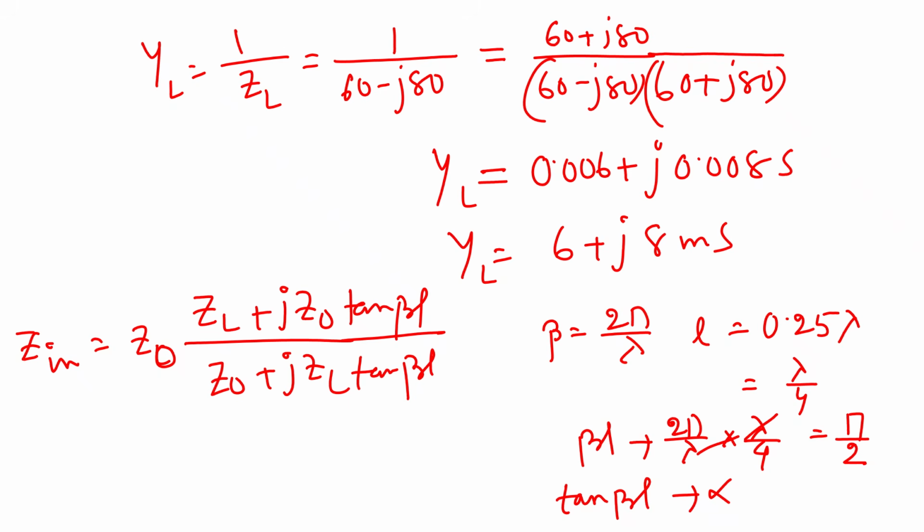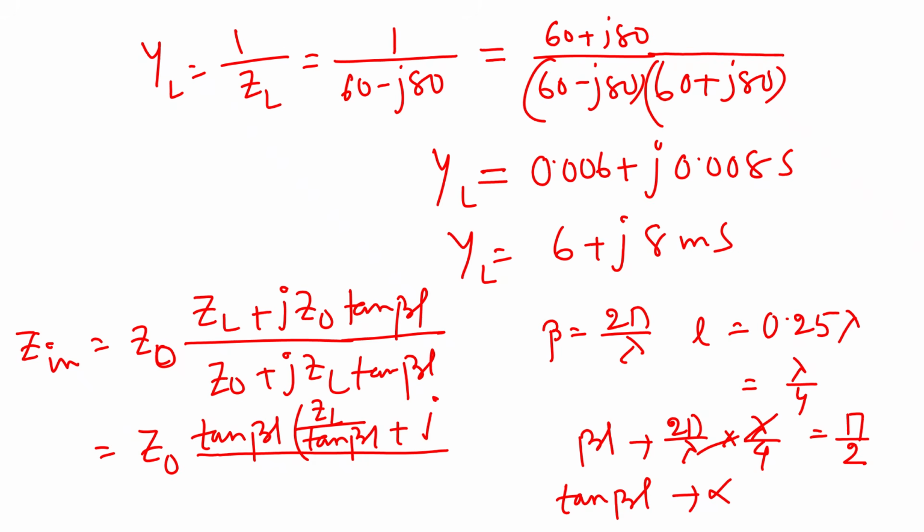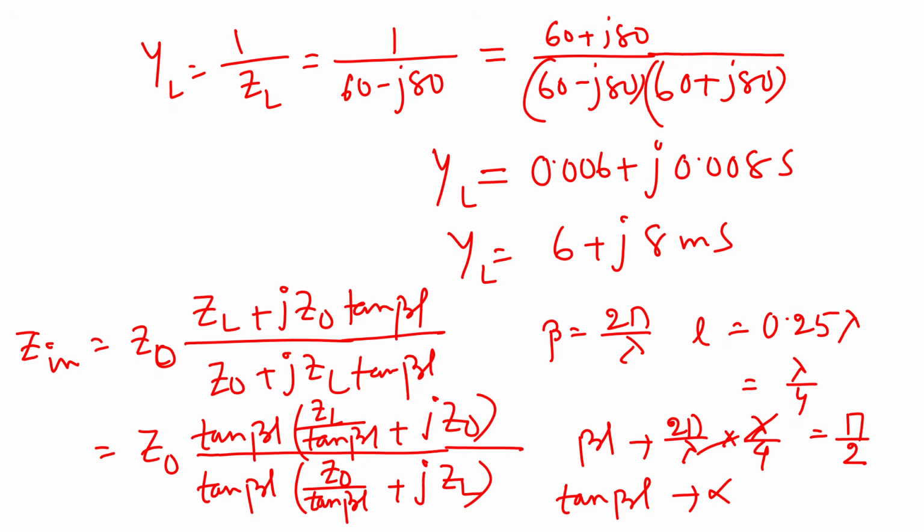So what we can do is take Z naught and tan beta L common. If we take tan beta L common, it will be ZL divided by tan beta L plus jZ naught. And again here also we are taking tan beta L common. So this will give me Z naught plus Z naught by tan beta L plus j into ZL. So I can cancel out these two terms.